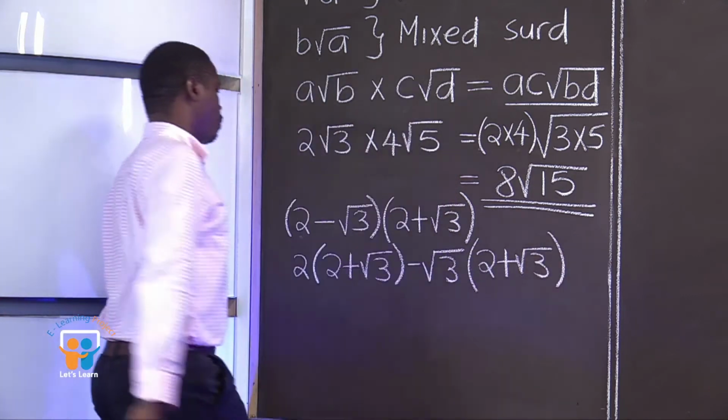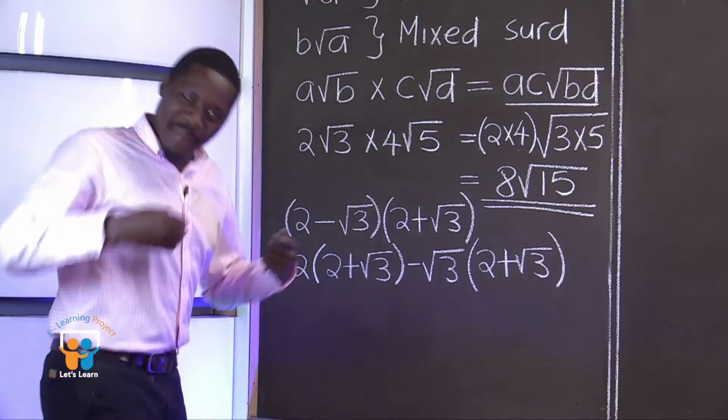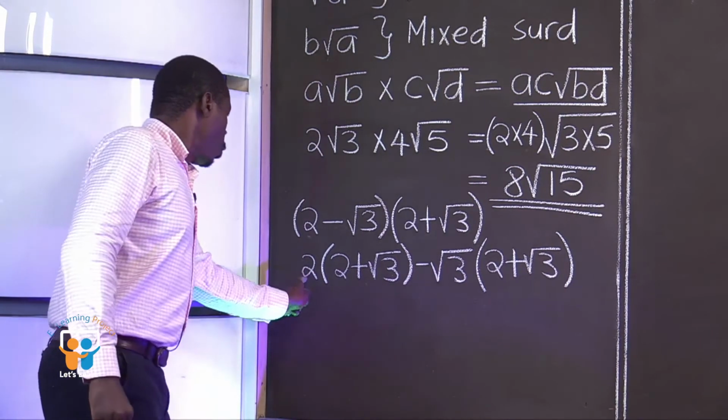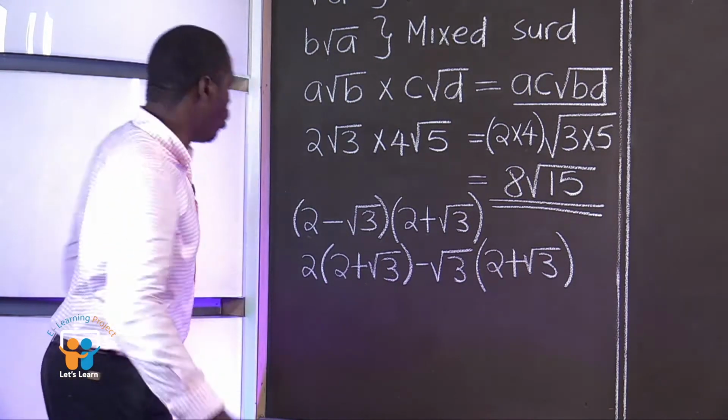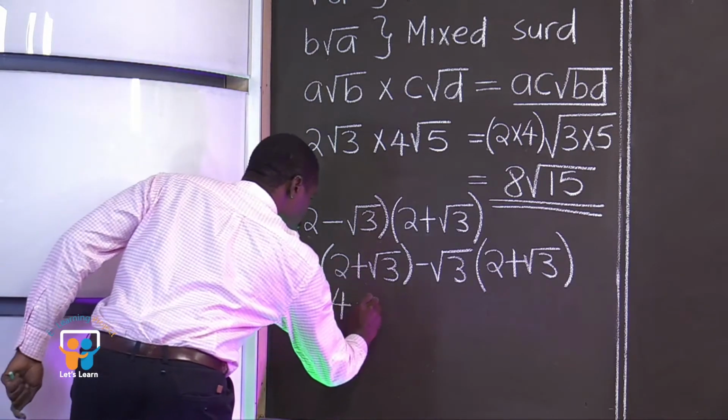Wonderful. We are expanding. We are opening the brackets. We are multiplying mixed surds. 2 times 2, 4. Wonderful. We have a 4 there. A positive times a positive, we have a positive.